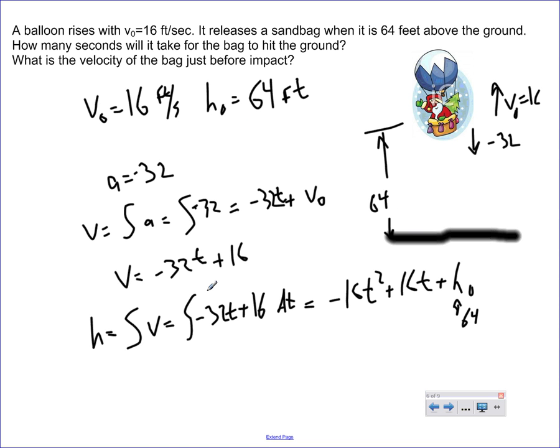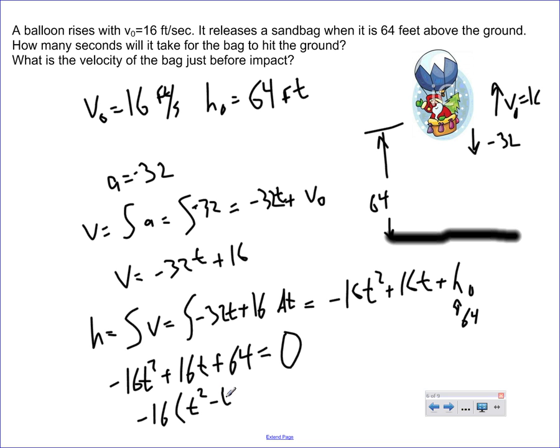And then we want to find the velocity, so we'll jump back to this equation. First, when is negative 16t squared plus 16t plus 64 going to equal 0? Well, these all have 16s in them, so if I pull a negative 16 out to see if it factors, t squared minus t minus 4, that's not going to factor very well, is it? So let's hope the calculator next to me has the quadratic formula on it. Of course it doesn't, so I've got to find my calculator.